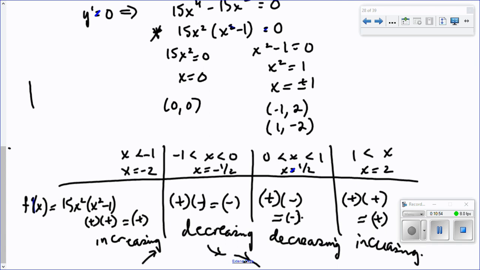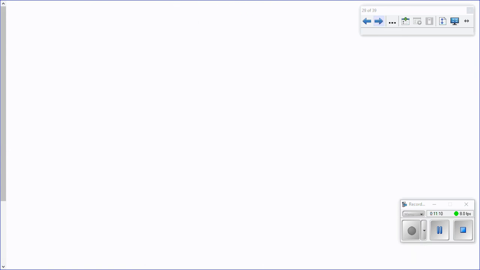Okay, so I've got kind of what this looks like. Next up is my second derivative, so I'm going to go to the next slide and do the second derivative here. My second derivative is going to give us my inflection points, my turning points, and my concavity situations here. So what's my second derivative here?